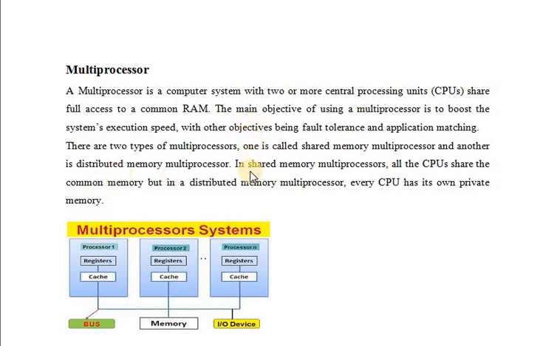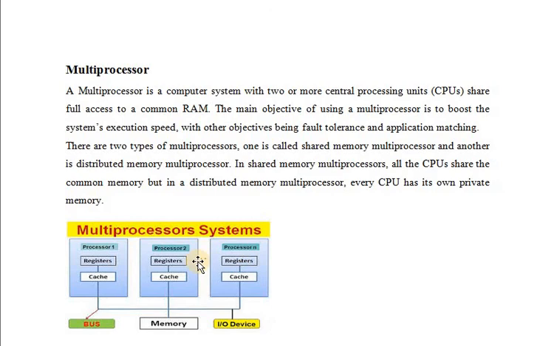So I will highlight here. Shared memory multiprocessors share the common memory, but the distributed multiprocessor has its own private memory.